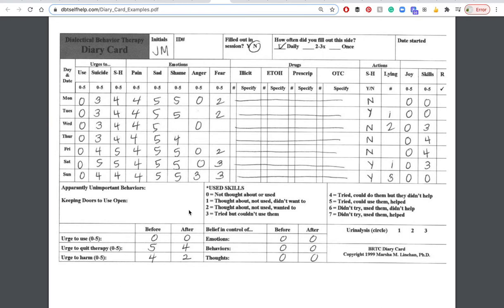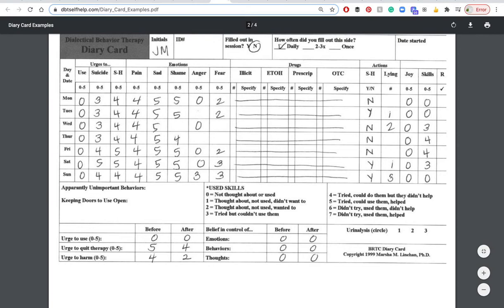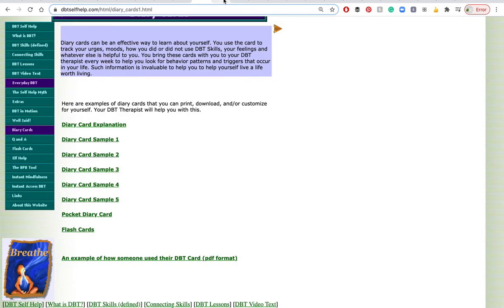So as you see, they marked their urge to use and their urge to quit therapy. Notice the 5 there. Not that uncommon for someone starting out, and the urge to harm before and after. So this is a standard diary card, a sample of the original, labeled here, 1999 diary card. Moving on to other diary cards, I'll explain how to fill out a few more.